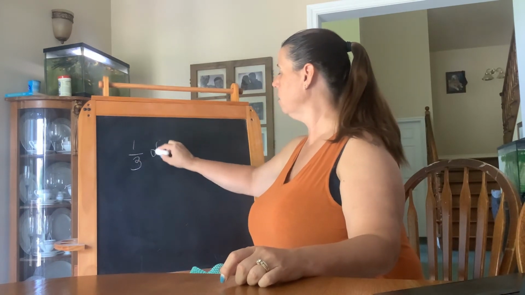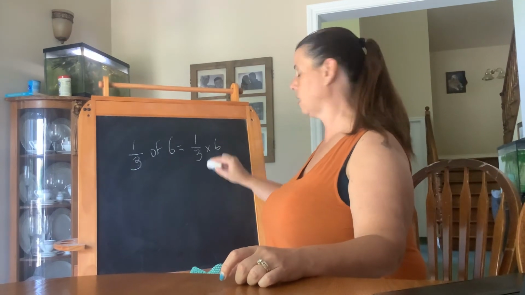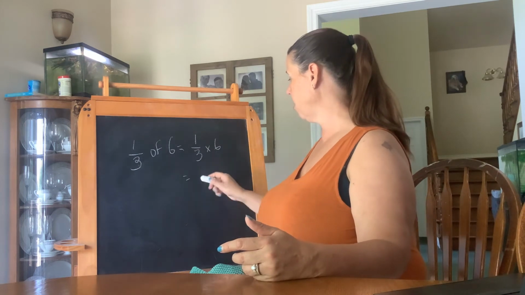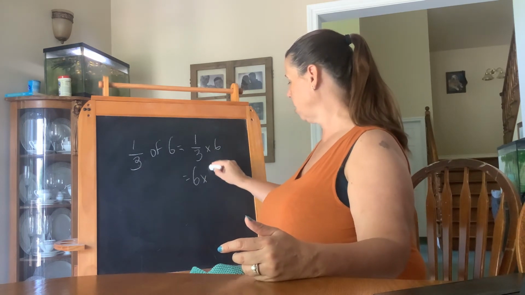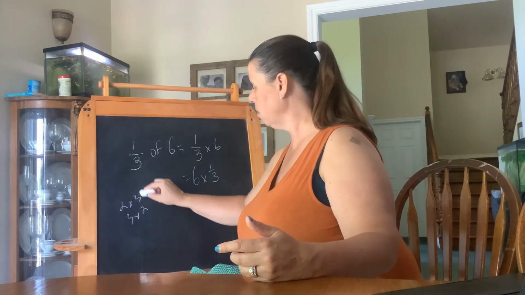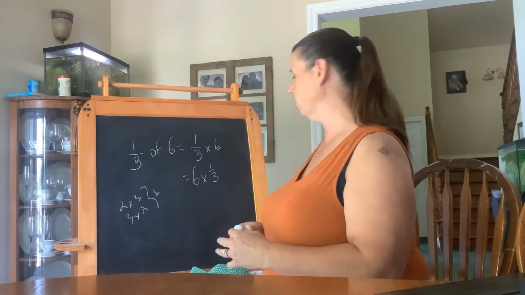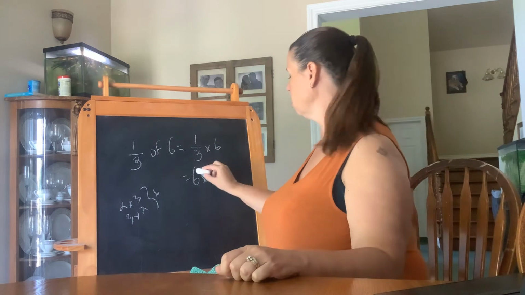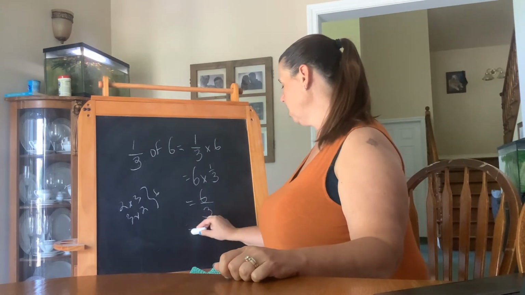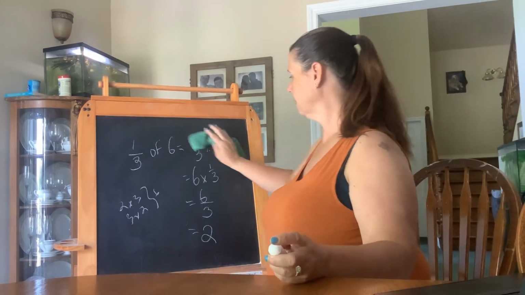1/3 of 6 actually means 1/3 times 6, which we were just doing, right? Now, we were doing it the other way around, where we said 6 times 1/3, but you know very well that 2 times 3 and 3 times 2 both equal 6. So it doesn't matter whether the fraction comes first or the whole number comes first. It's the same thing. We still go 6 times 1 is 6 over 3. How many times does 3 go into 6? 2 times, nothing left over.